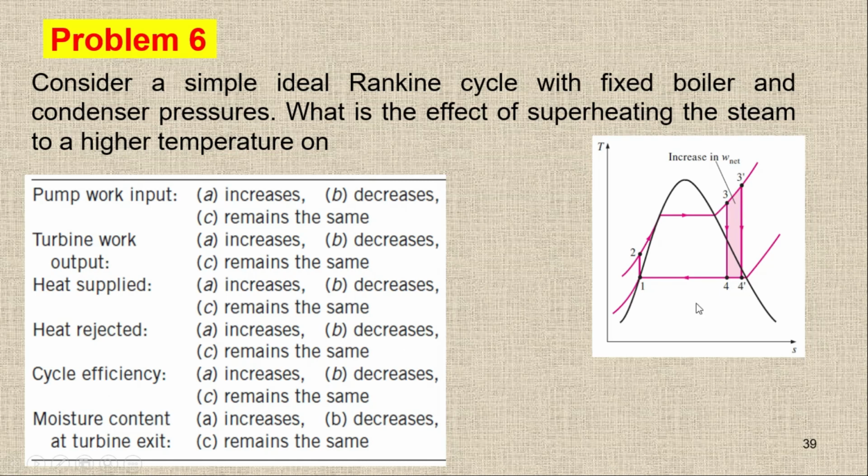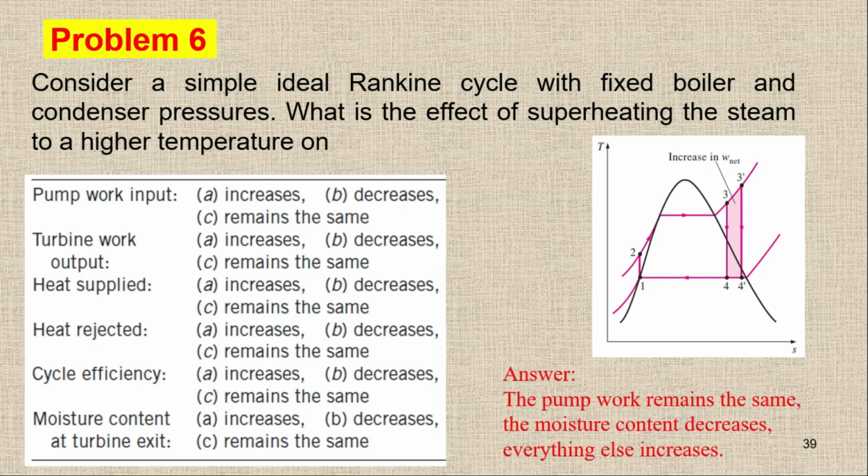Cycle efficiency, of course, there is an increase in the cycle efficiency, and the moisture content at the turbine exit is going to decrease. Initially it was at point 4 and now we have a new point, which is 4 dash. So the moisture content is going to decrease when we are using the superheating process.